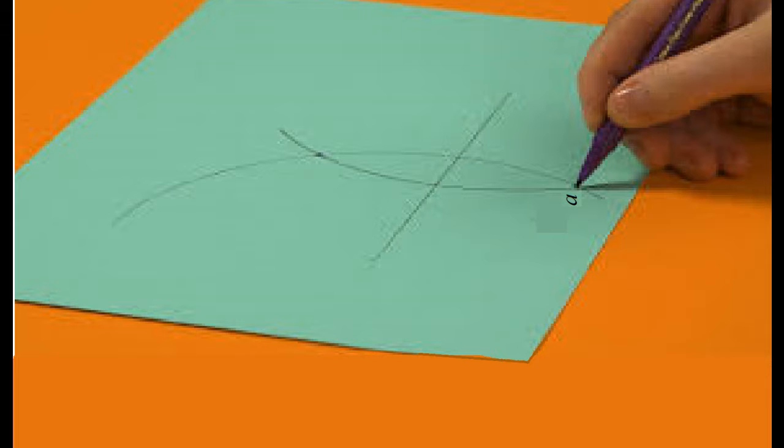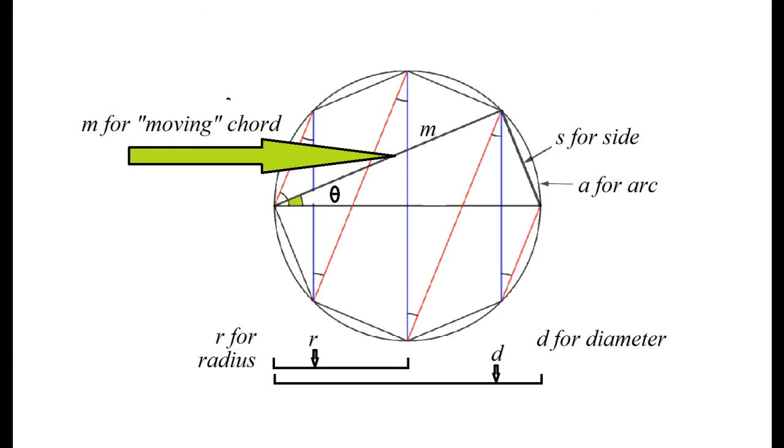Now let's add some labels so we can do the maths. I have been very careful in choosing my labels so it is easier to understand some ratios and the final calculations. Label the diameter D and the radius R. Label the chord highlighted as M because we are going to move it. Label the side S, label the angle theta, and label the arc subtended by theta as A.